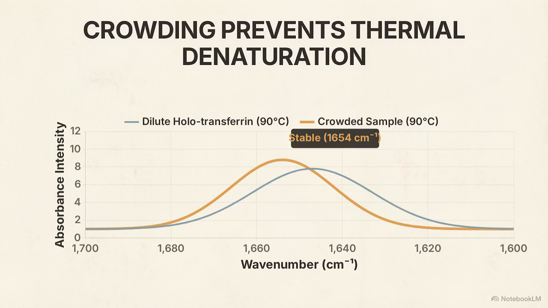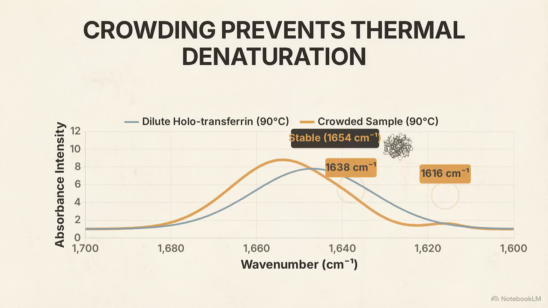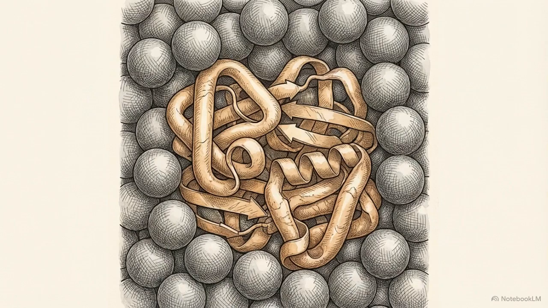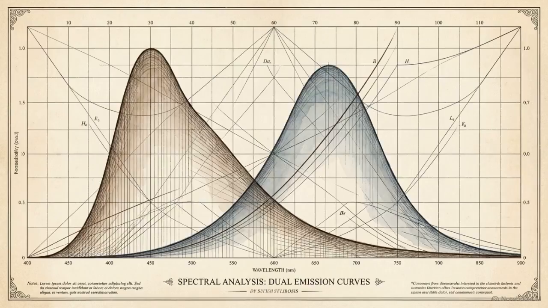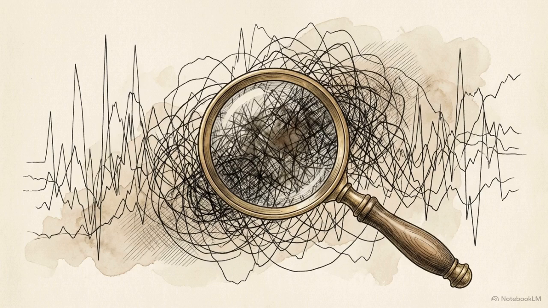In the crowded sample, the peak barely shifts, but novel aggregation peaks emerge at 1616 and 1638. Volume exclusion restricts the spatial degrees of freedom required for the standard unfolding sequence. When thermodynamic stability finally fails under extreme heat, the protein is forced to adopt completely different aggregated conformations. 1D FTIR captures the start and end states of denaturation, but it cannot resolve overlapping intermediate species or confirm the precise sequence of structural breakdown.